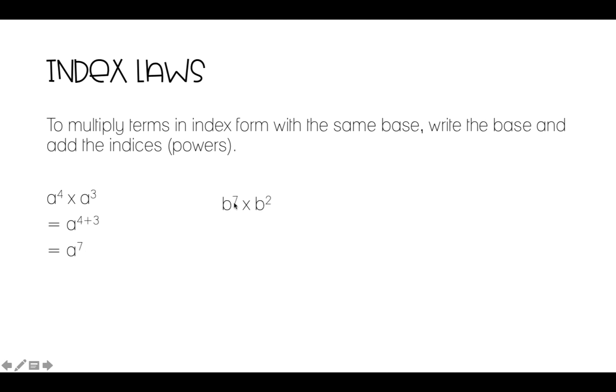Again, if I have B to the power of 7 times B to the power of 2, what I want you to do is pause this, do this question, then come back. So what you should have got is B to the power of 7 plus 2, which gives us B to the power of 9. Now, this step in the middle is not necessary. You don't have to write B to the power of 7 plus 2. You can just skip straight to the answer, and that's fine as well. I'm doing it so that I can show you what I mean.